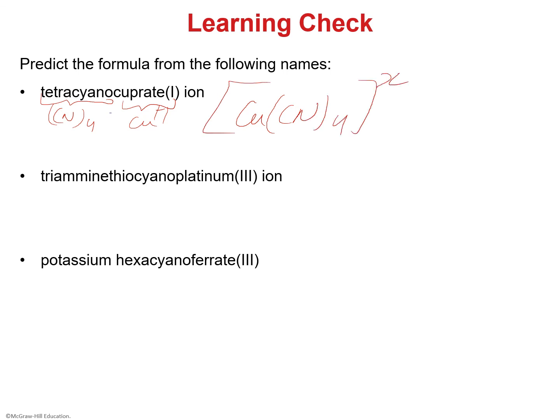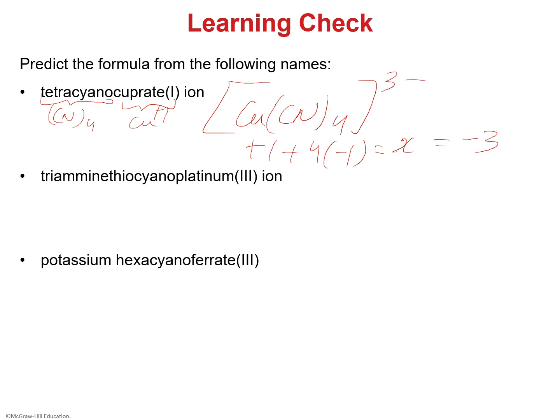Now I have to find the charge of this ion. So copper is +1, plus each cyanide is -1. So total charge is equal to X, which comes out to be a total charge of -3. So my actual formula is going to be replace X with 3 minus.